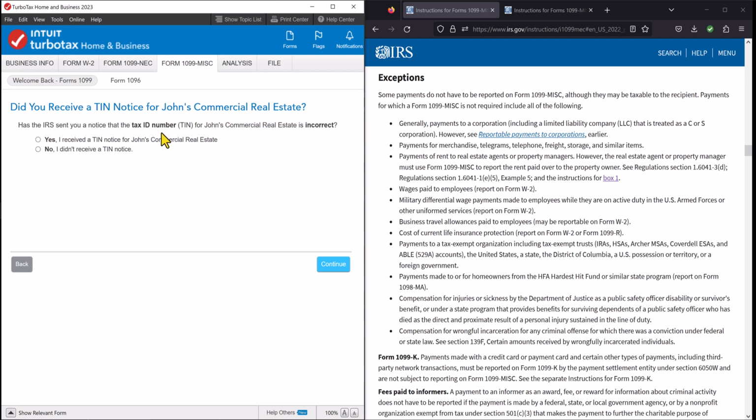A TIN notice is a notice that you will get from the IRS if John's Commercial Real Estate, or whoever your vendor is, gave you incorrect information about their name, their social security number, or their employer identification number, information that was wrong in a prior year, and the IRS sent you a notice about what's called backup withholding, and you're going to have to withhold some taxes on these payments that you made to John's Commercial Real Estate. I'm going to say that's going to be the exception rather than the norm. So most people are just going to answer no right here.